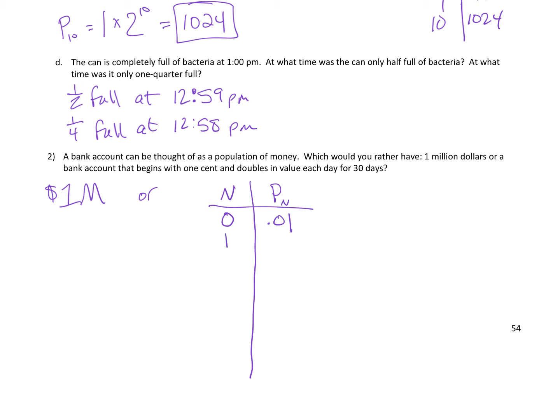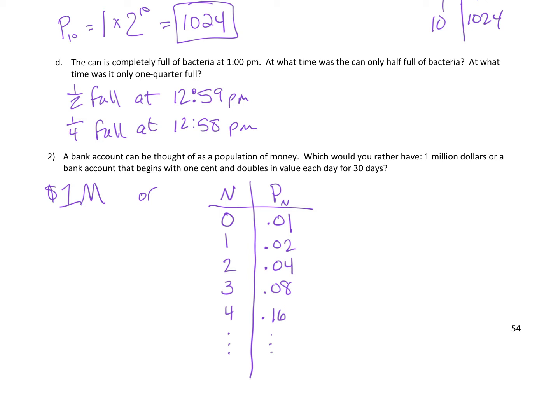Okay, one day later, it doubles, so you have 2 cents. Another day later, it doubles again, and now you have 4 cents. Then you have 8 cents. Then you have 16 cents. I think we get the pattern. The question is, what would I have in there after 30 days?